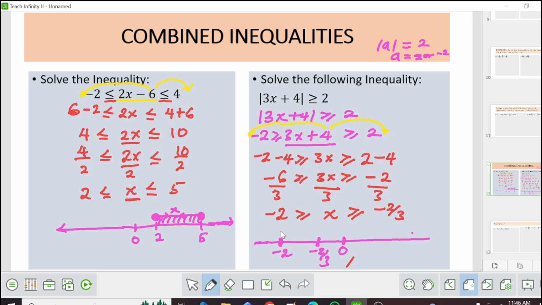Then you're going to shade it because it's greater than or equal. So you shade it. Then x is less than or equals to minus 2, read from the center. When it is less than, the arrow will go to the left. X is greater than or equals to minus 2 over 3; when it's greater than, the arrow will go to the right.